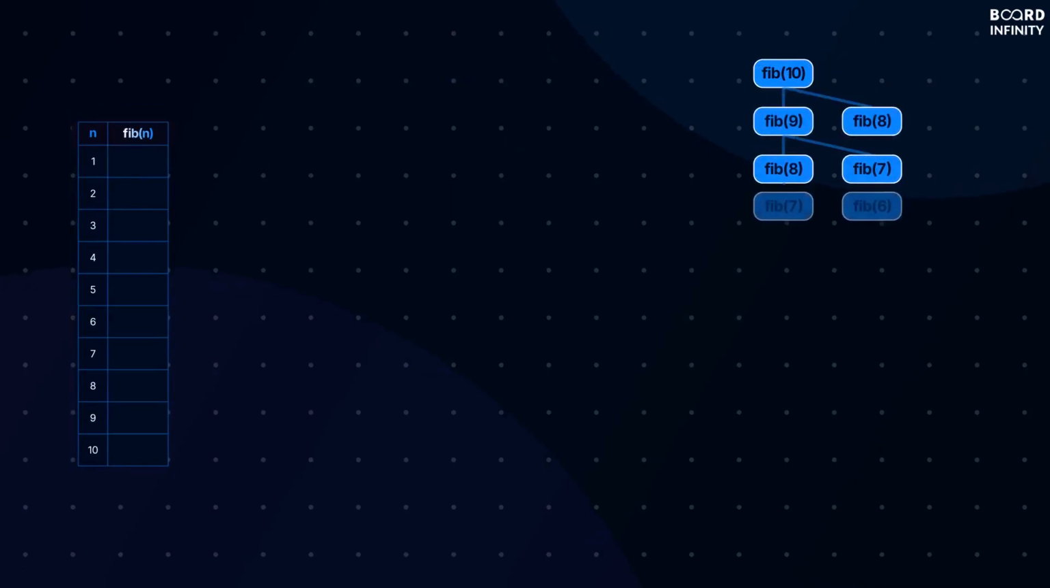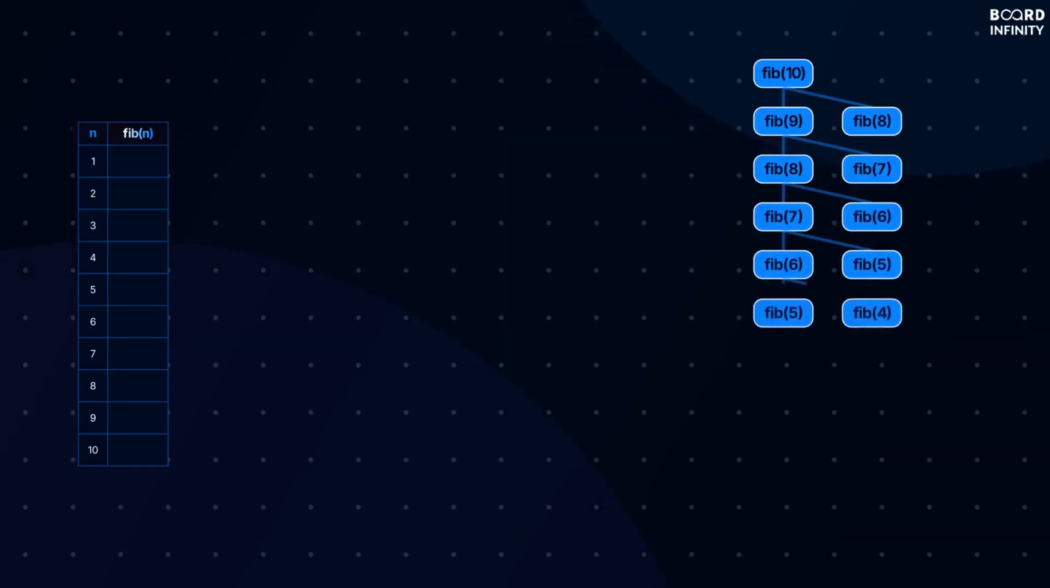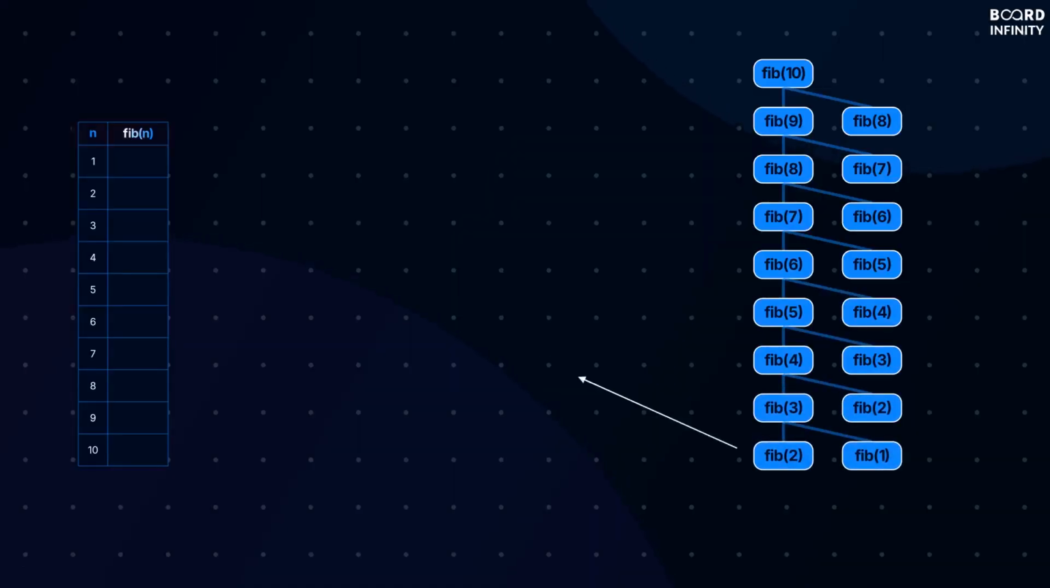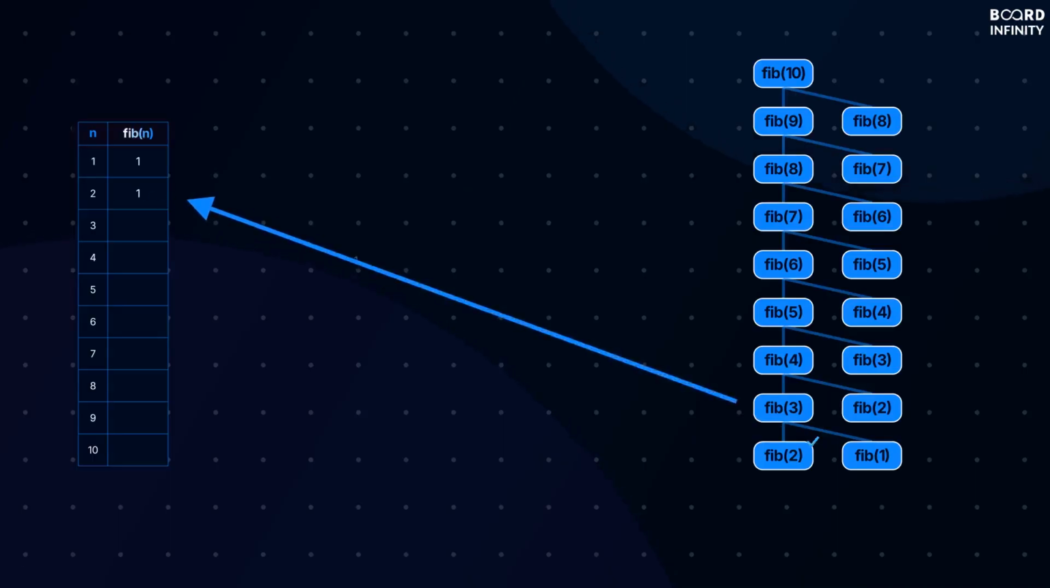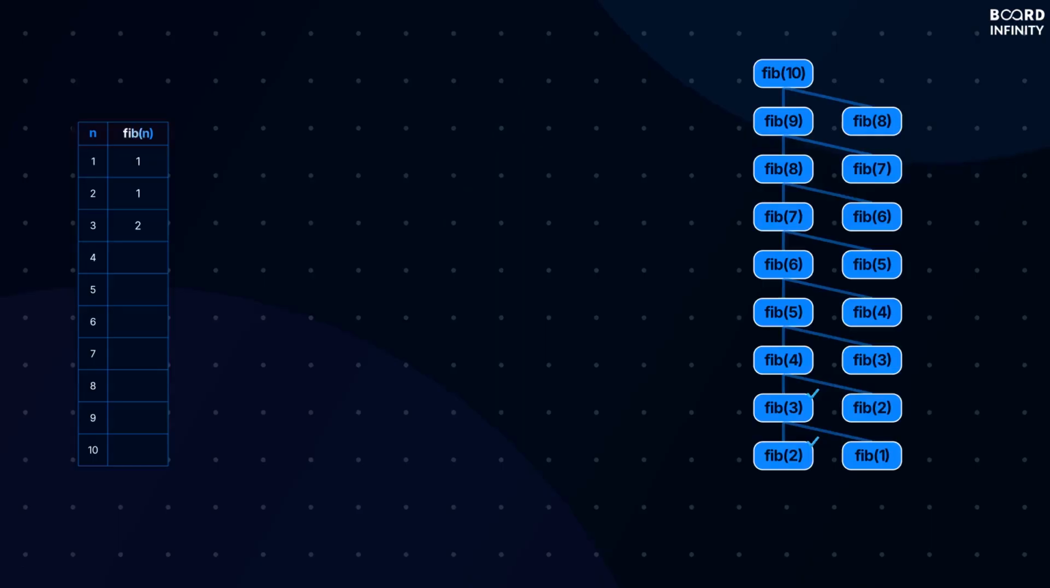We introduce a table, often called a cache or memoization table, to store results, which helps us avoid redundant computations. When we calculate a value like fib of 2, we store its result in our table. This is our first entry into the cache, ensuring we compute it only once. Now, when fib of 2 is needed again, instead of recalculating, we simply look it up in our table. This lookup is the core idea of memoization. We retrieve the stored answer, saving significant computation.